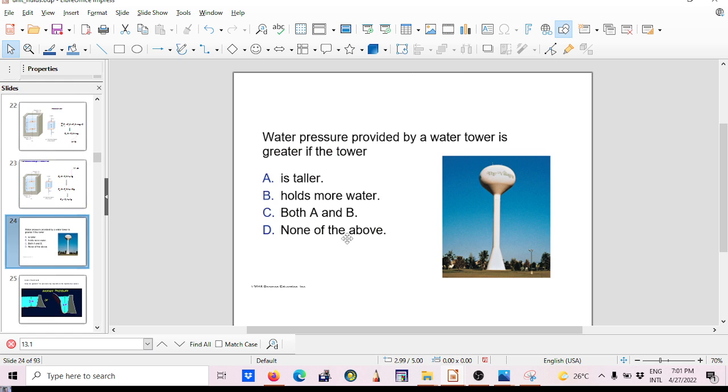Okay, so here, for example, the pressure is greater if the tower is what? Is taller, right? So if you increase the height, you're going to have more pressure. If you increase the size, you're going to have more weight, but the force per unit area will be the same. So it only depends on the height. Do you understand what I mean?